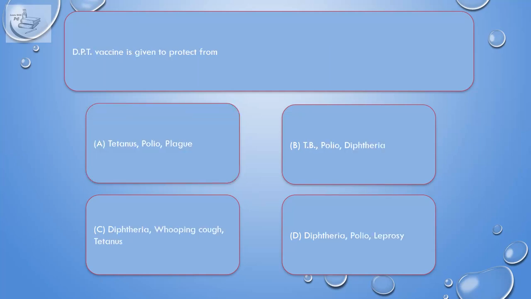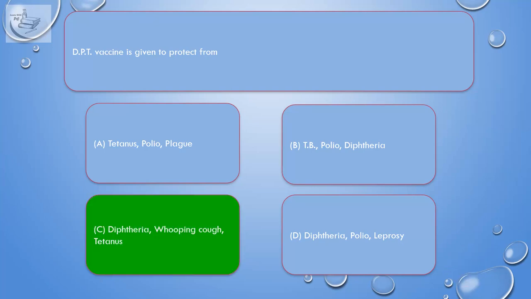Question: DPT vaccine is given to protect from A. Tetanus, polio, plague, B. TB, polio, diphtheria, C. diphtheria, whooping cough, tetanus, D. diphtheria, polio, leprosy. Correct answer is C. diphtheria, whooping cough, tetanus.